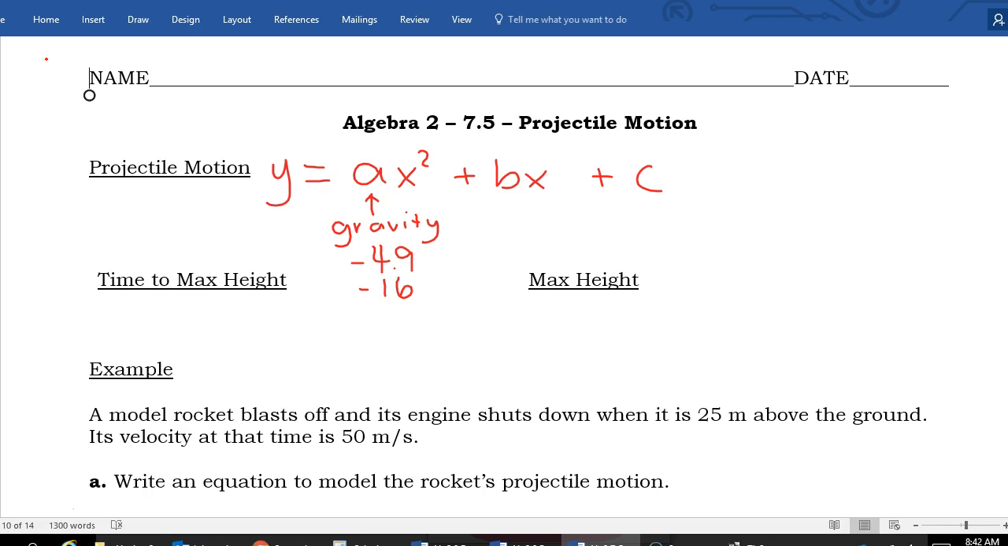negative 16. It would be different numbers if we were talking about inches or yards or miles, and it would be different still if we were on a different planet because Earth has different gravity than Mars or the moon or anything like that. But I'm going to stick with just those two values for all of these exercises. The b term is referring to the initial velocity.